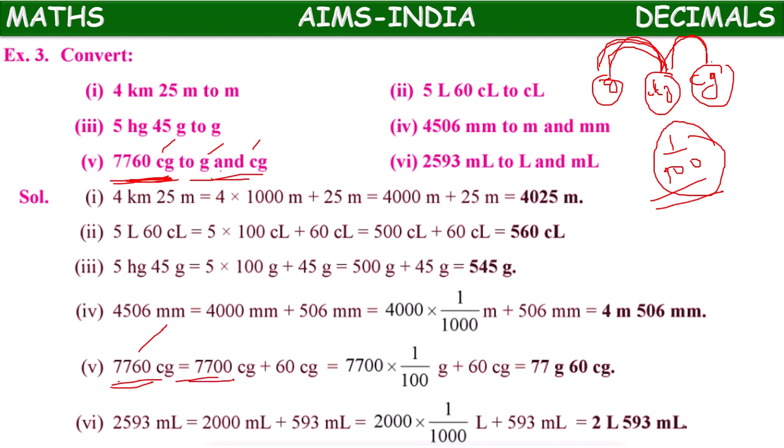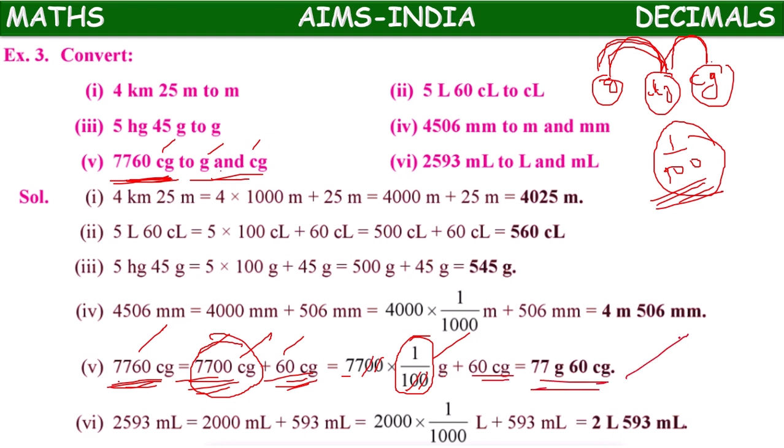7700 plus 60. 7700 cg plus 60 cg, because we have to divide by 100. So that's why the 100's place we are separating here. This 7700 cg we can write into gram by replacing its value by 1 by 100. So 100 cancels, 77 grams plus 60 centigrams. Like that we can write.